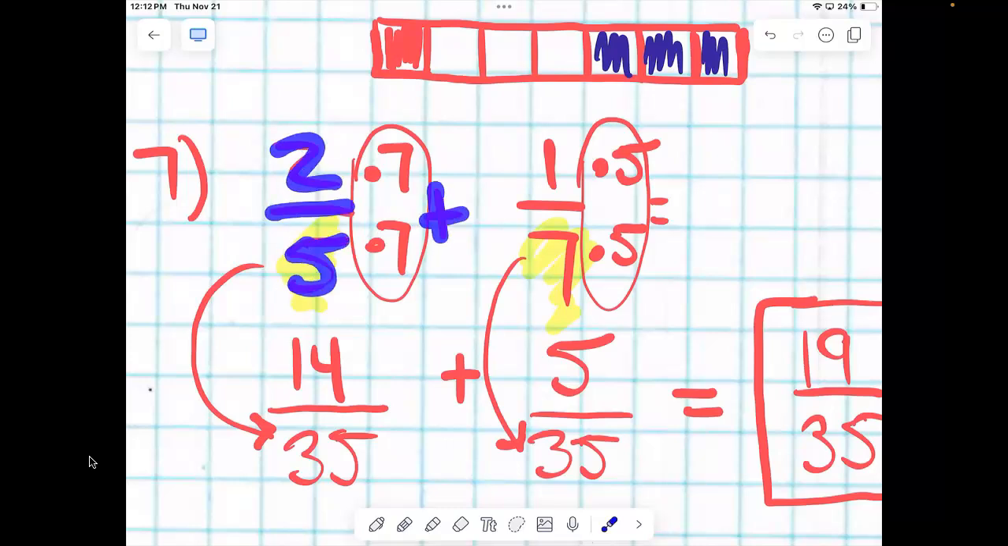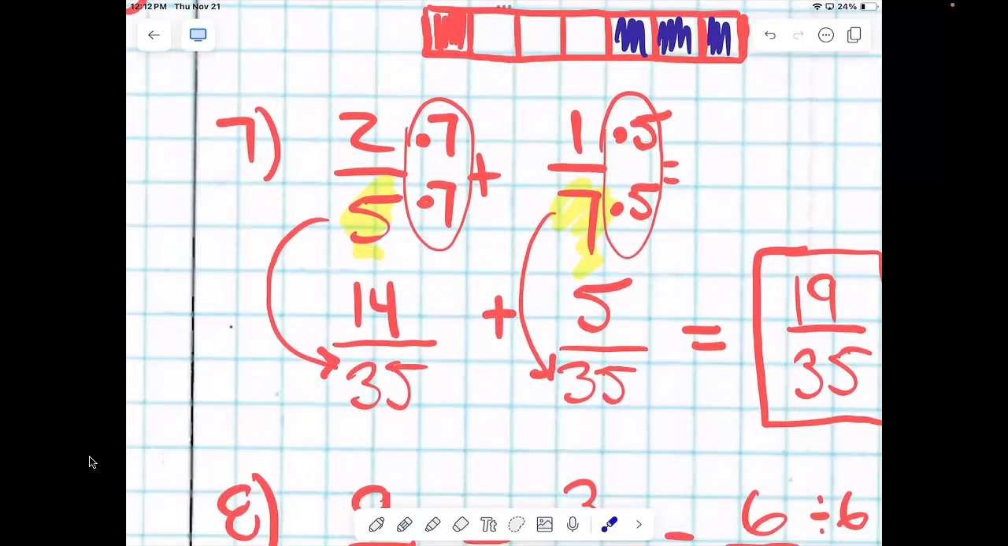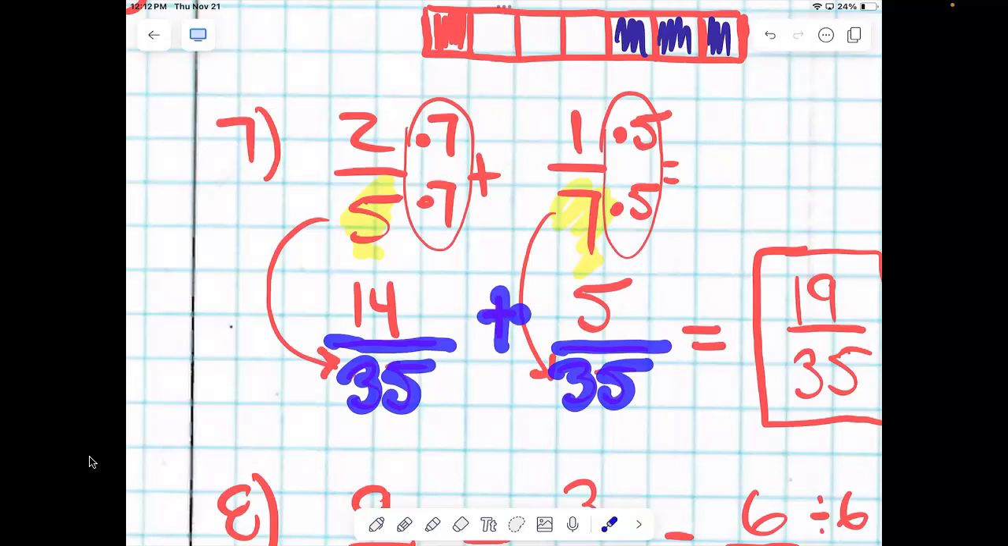Okay, my problem was 2/5 plus 1/7. We're going to walk through this problem. First thing we do is we look at the denominators. Are they the same? No. So we need to find a common multiple that 5 and 7 go into, right? Yes. What do 5 and 7 go into? 35. So I write my 35 down at the bottom. So I have my new denominators. I write my fraction bar, and even write my plus sign, yes?